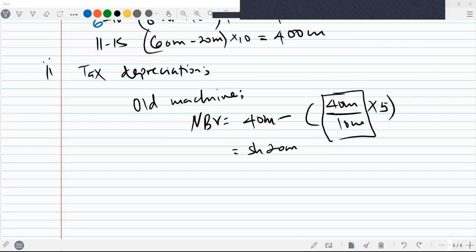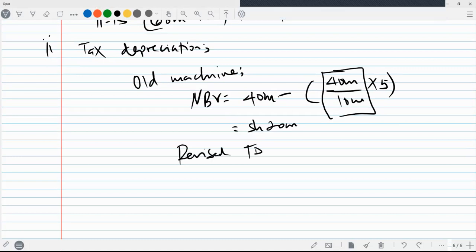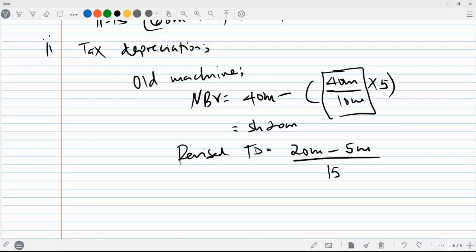$20 million. That's the net book value, because now going forward, this machine can be used for another 15 years. Therefore, the revised tax depreciation for this machine will be 20 million, the NBV. At the end of year 15, in the year 2035, we can sell the machine off and get 5 million. So minus 5 million. We divide by the number of years, which is 15 years, and every year we get 1 million.